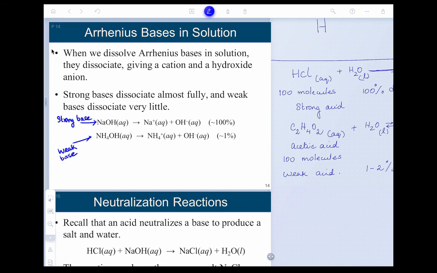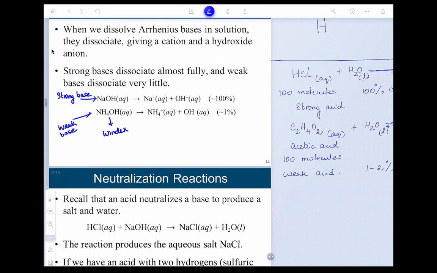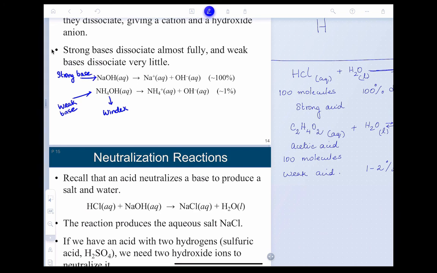So it's difficult to handle sodium hydroxide. It's pretty corrosive. Ammonium hydroxide is your Windex solution. And if you get a little bit on your skin, not great, but you don't have blisters or anything.